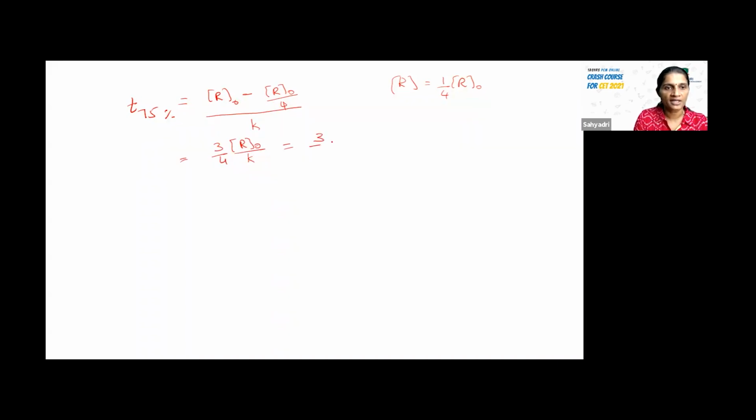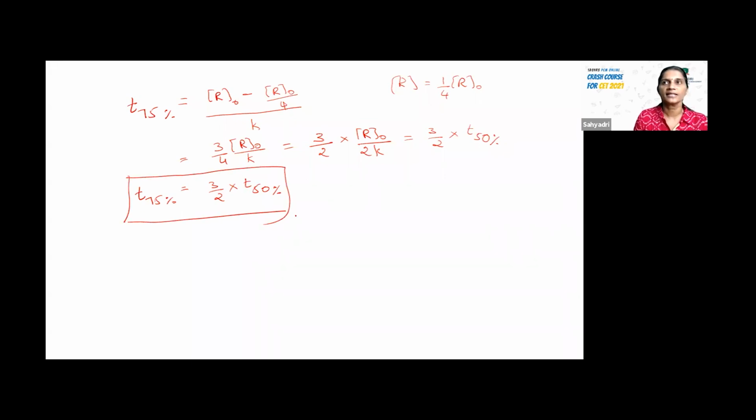But I'm again writing it as 3 by 2 into R naught divided by 2K. What is R naught divided by 2K? It is T half. So it is 3 by 2 times T half, T50%, for a zero order reaction. So we have T75% is equal to 3 by 2 times T50%. Like this, if you can remember, you can calculate the second, third T half, T87.5%, something like that. Keep it as a final result so that you can solve the questions very easily. So let us move to the first order reaction.